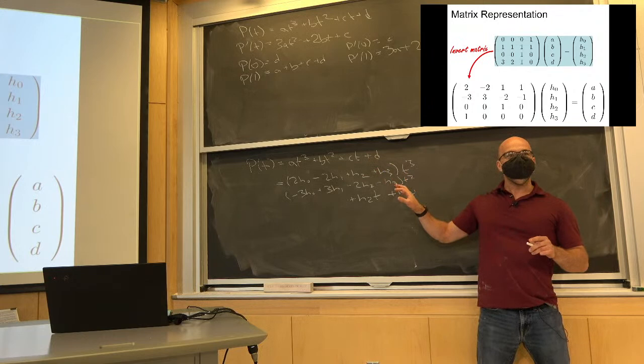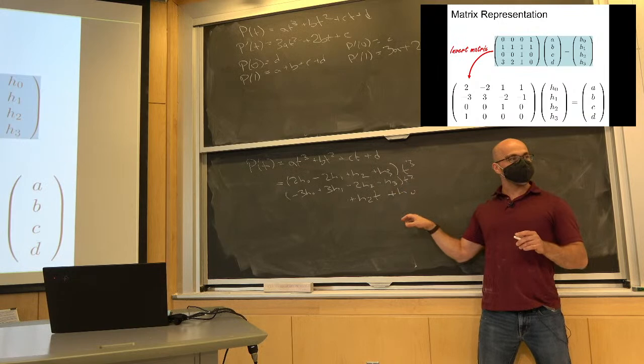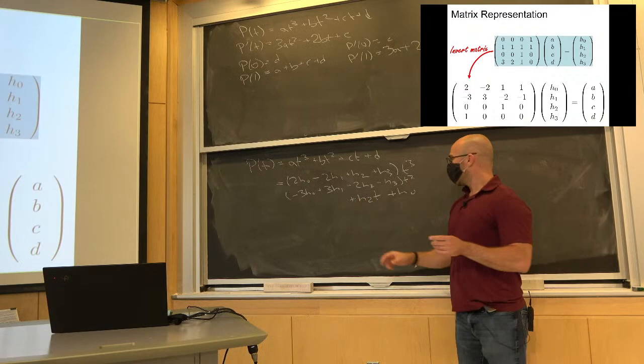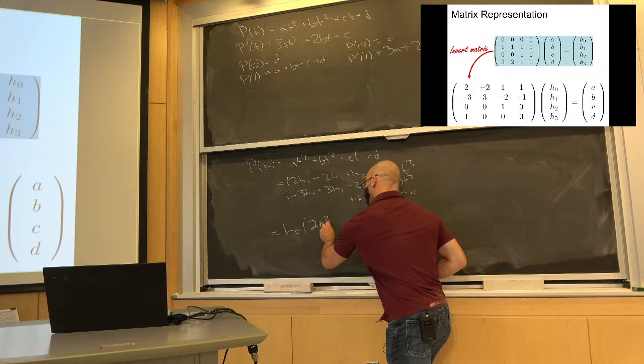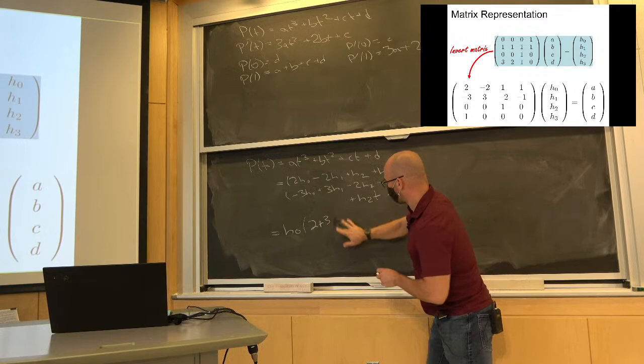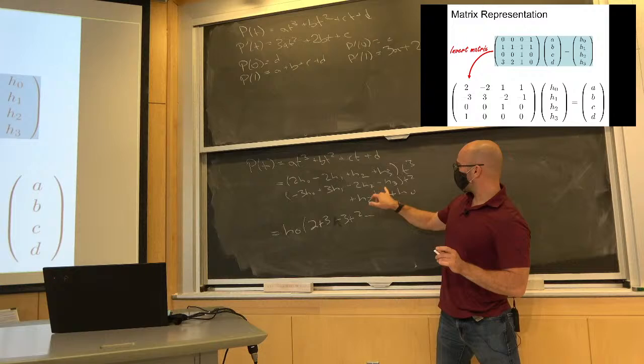And now what I'm going to do is regroup. Currently this is in terms of the T's, right? That's what's on the outside. Now let's factor out the H's. So what am I going to get? For example, what's next to H0? Well, I have a 2t cubed, and then I have a minus 3t squared. And then, is there anything else for the H0? Yeah, plus 1.